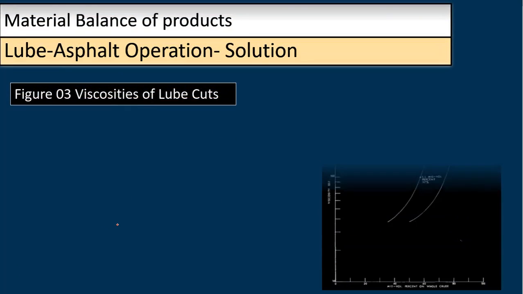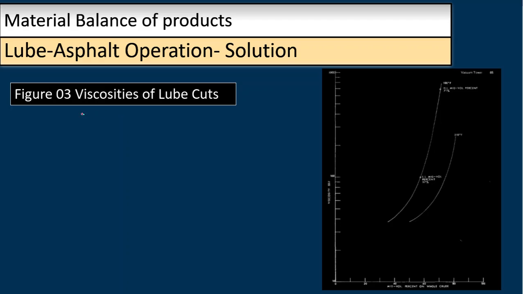And then the next step is that the viscosity of the lube cuts is given. This is a graph for the viscosity of lube cuts. This is for 100 degrees Fahrenheit and this is for 210 degrees Fahrenheit. So we have to use this one, 100 degrees Fahrenheit, because the conditions are given at 100 degrees Fahrenheit. The y-axis is viscosity, and the x-axis is the mid volume percent.